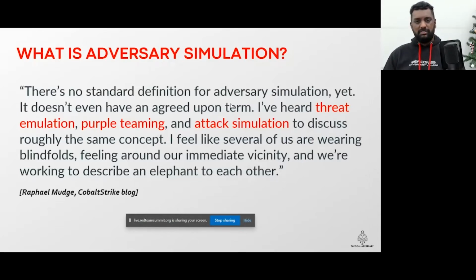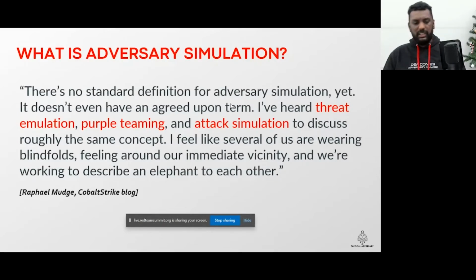Many people are using the word adversary simulation or emulation for the same thing. Maybe the term adversary emulation is being used for all kinds of emulation and simulation activities. Some people, some client-facing companies, are selling these two services separately. So it's all about how we approach these two activities, or how we put them into use in our infrastructure or in our premises.